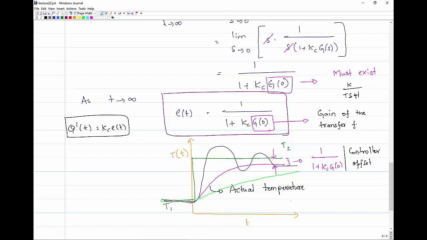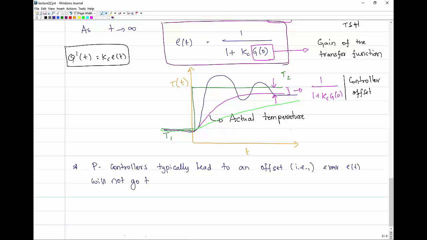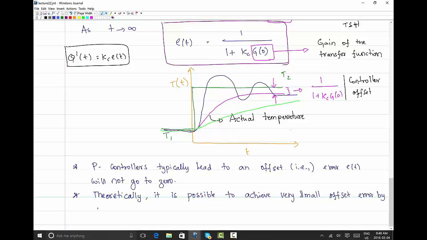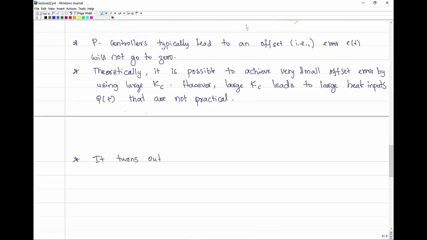Notice that G of 0 is the gain of the transfer function. This is something that you may want to prove. Show that by simply substituting s equal to 0 in a stable transfer function, we get the gain of that transfer function. So to summarize, P controllers often lead to a non-zero offset in the control error. However, it's theoretically possible to reduce the offset by as much as you want, but that solution is often practically not feasible. So it turns out that using what is called integral action allows us to remove the offset that arises due to a proportional only controller.